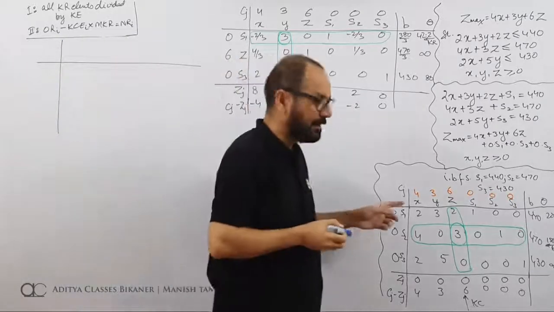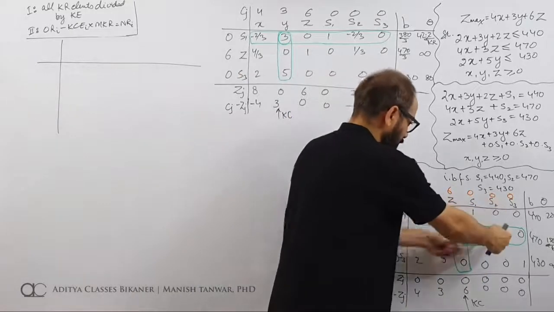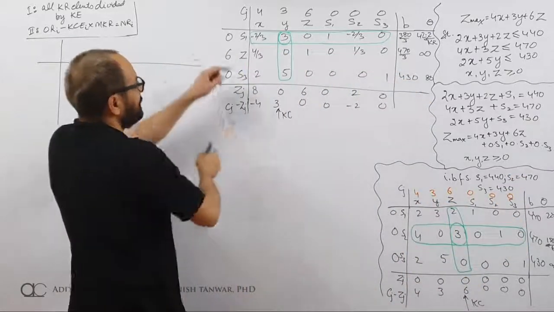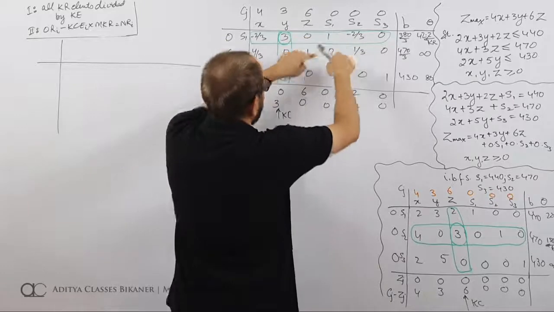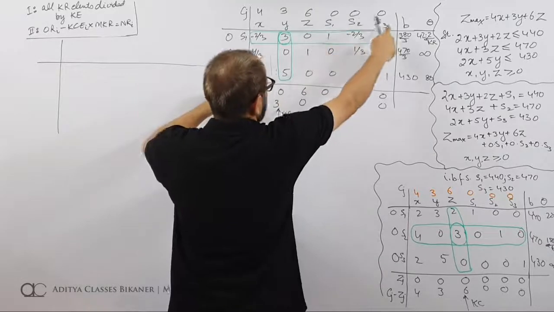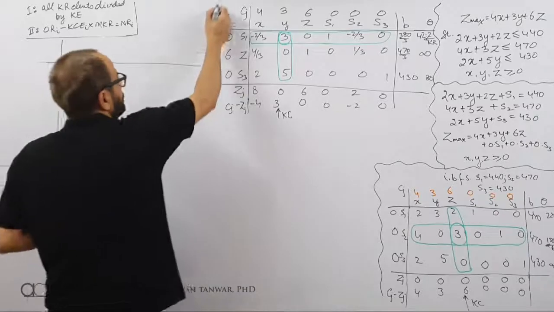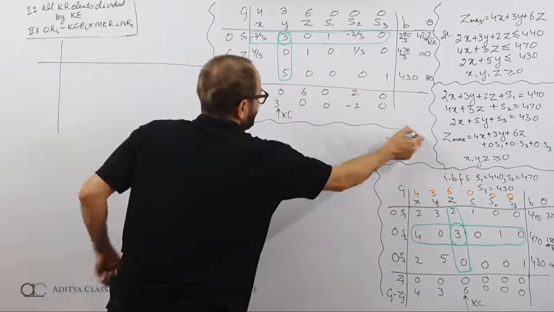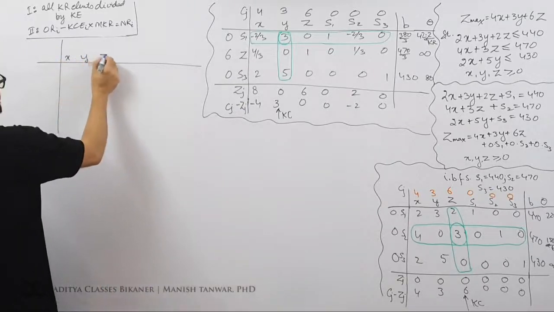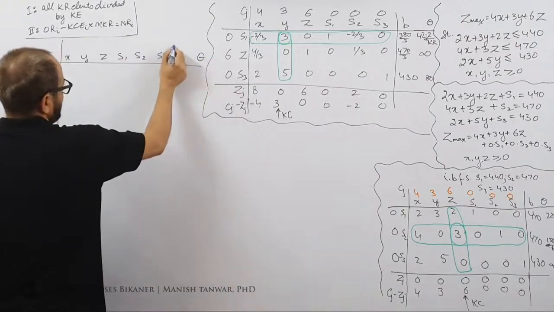Yes, please check if the identity matrix is intact. S1 is 1, remaining is 0. S2 is 1, remaining is 0. S3 is 1, remaining is 0. So it looks like I'm on the right track. There might be errors, but on the face of it, I do not see any errors. So I have X, Y, Z, S1, S2, S3, B and theta.